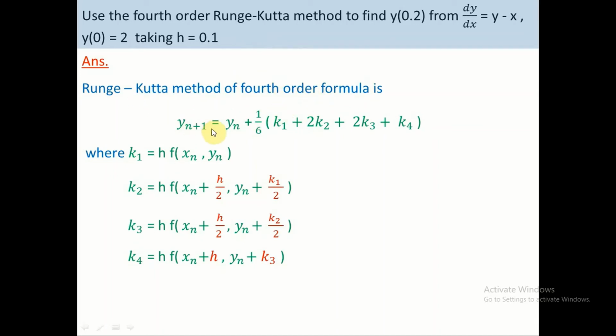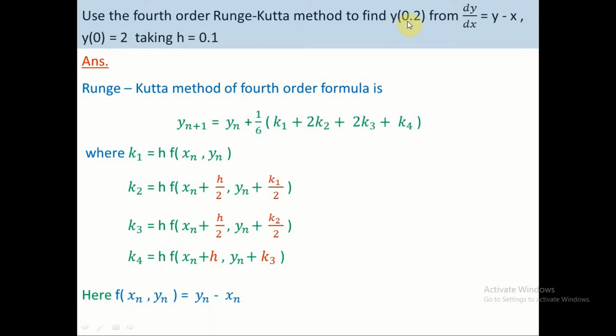The formula is y n plus 1 equal to y n plus 1 by 6 into k1 plus 2k2 plus 2k3 plus k4. These are the formulas to find the values of k1, k2, k3 and k4. Our aim is to find y of 0.2 and the given step size is h equal to 0.1. Here f of x n, y n is y n minus x n.